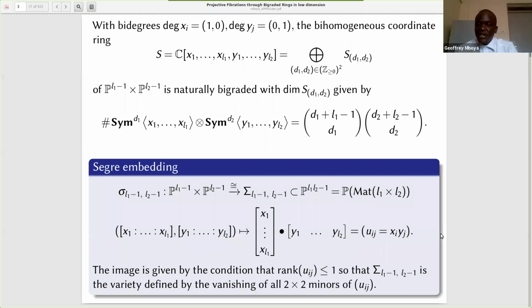Products of projective spaces come with the Segre embedding. So the product sits in a projective space of dimension L1 times L2 minus 1. The image of the Segre embedding is defined by the vanishing, or the zeros, of the 2 by 2 minors of an L1 by L2 matrix whose entries are the products xi yj, where xi and yj are the homogeneous coordinates of x and y, given as a general element in the product.